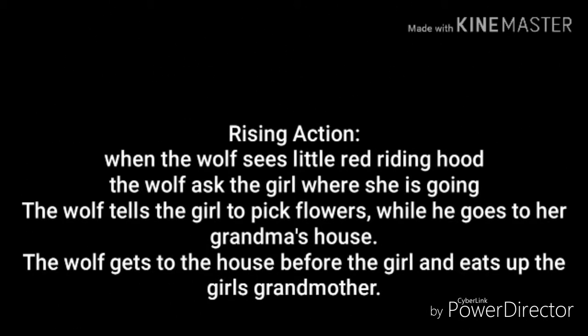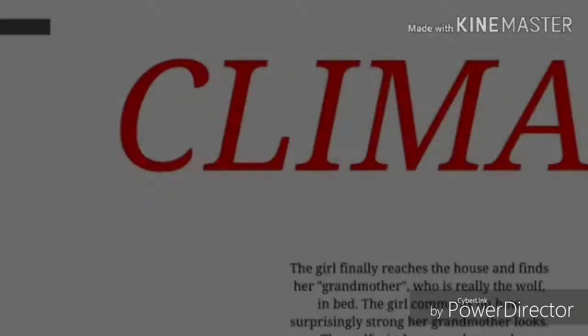Rising actions of the story. When the wolf sees Little Red Riding Hood, the wolf asks the girl where she is going. The wolf tells the girl to pick flowers while he goes to her grandma's house. The wolf gets to the house before the girl and eats up the girl's grandmother.